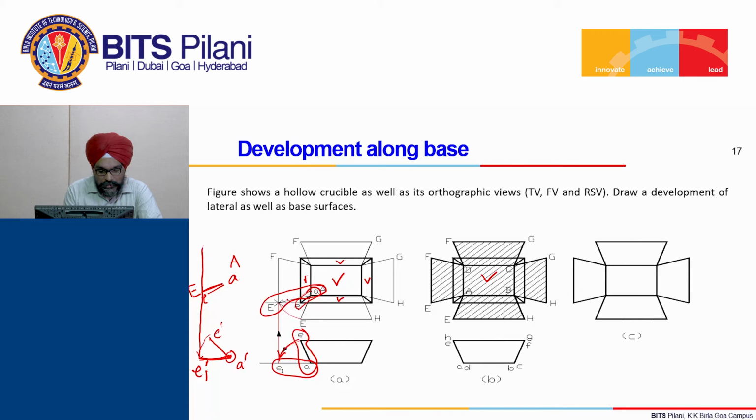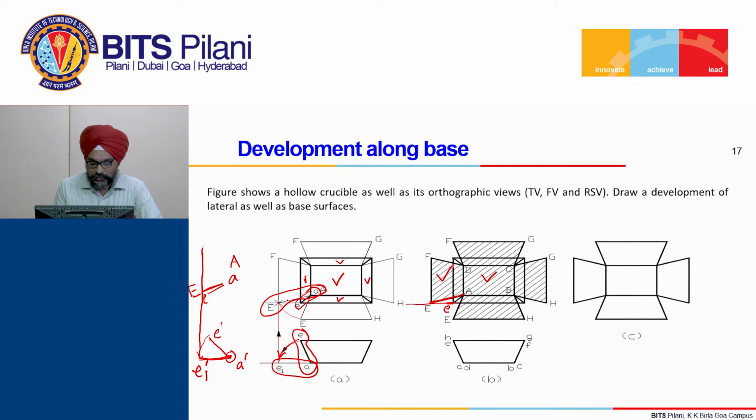This true length has been exploited to show the developments, because this is symmetric everywhere. So, this can be transferred on the other side as well. This was the point E. So, E and capital E have to be at the same distance from the VP. That is how you are able to locate point E. In a similar way you will be able to locate point F.